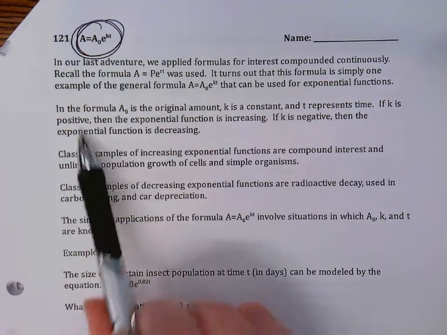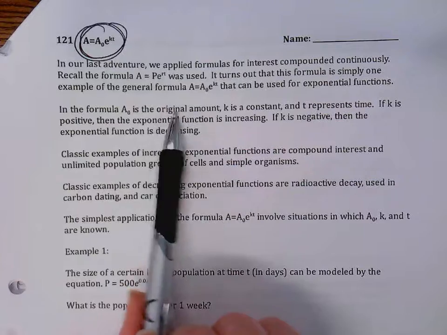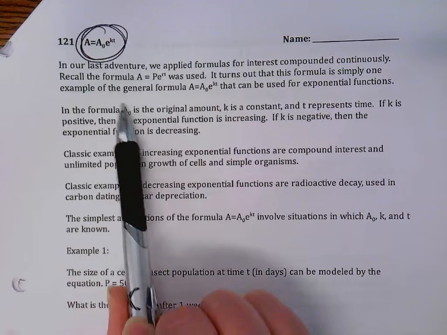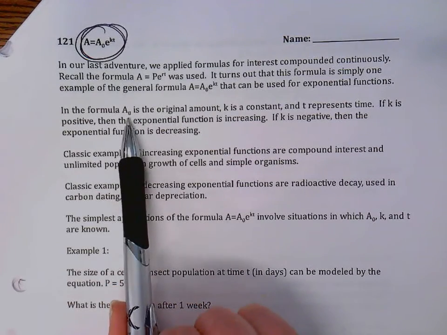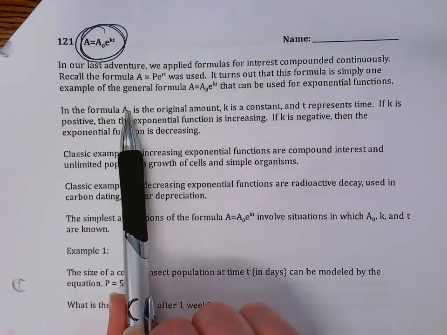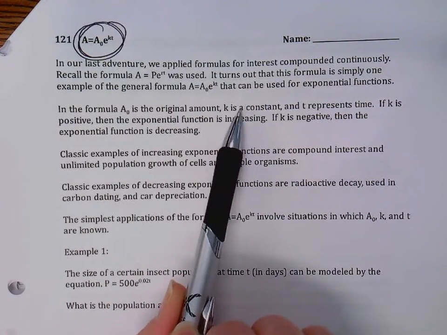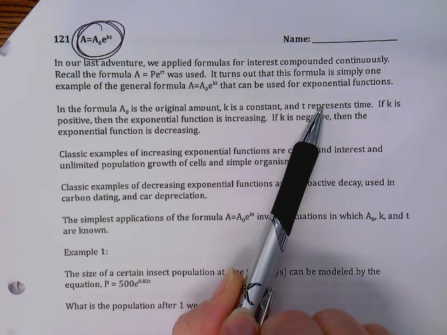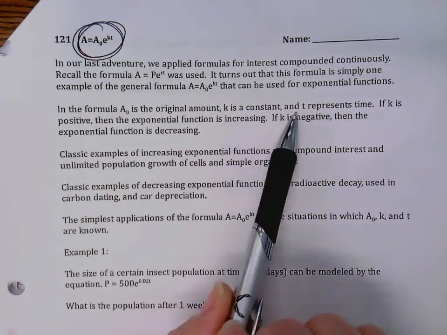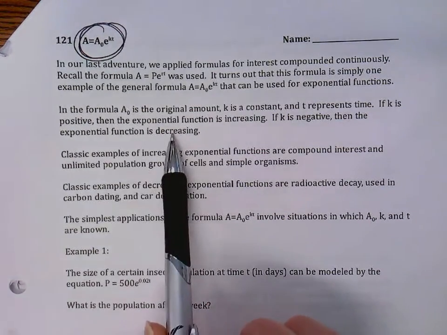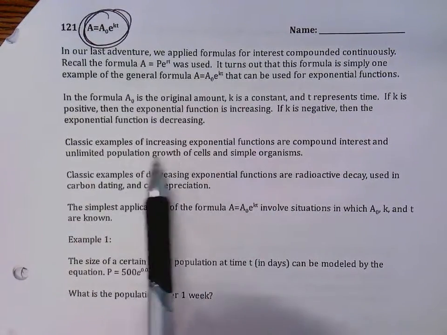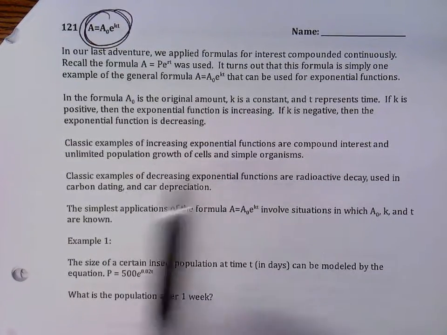So in the formula, A sub 0 just means the original amount. You don't plug in 0. 0 is not a number. 0 is the subscript to tell you initial. So A sub 0 just means how much did you start with? k is a constant. t is time. And if k is positive, it's increasing, like population growth. If k is negative, it's decreasing, like radioactive decay. Classic examples are compound interest, unlimited population growth, or radioactive decay, like I said, for carbon dating.